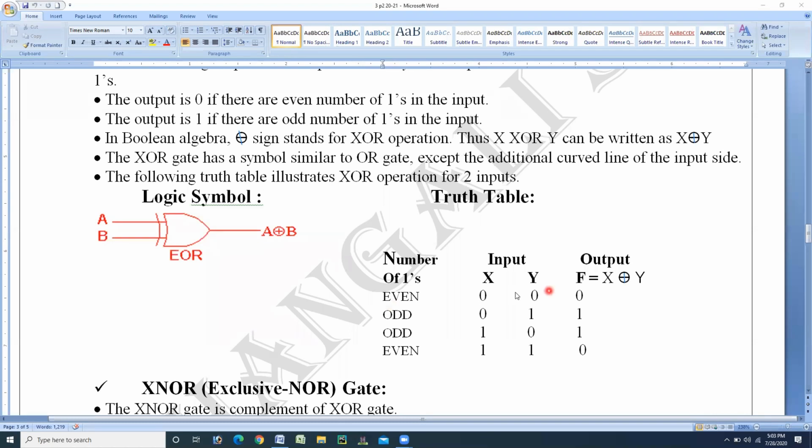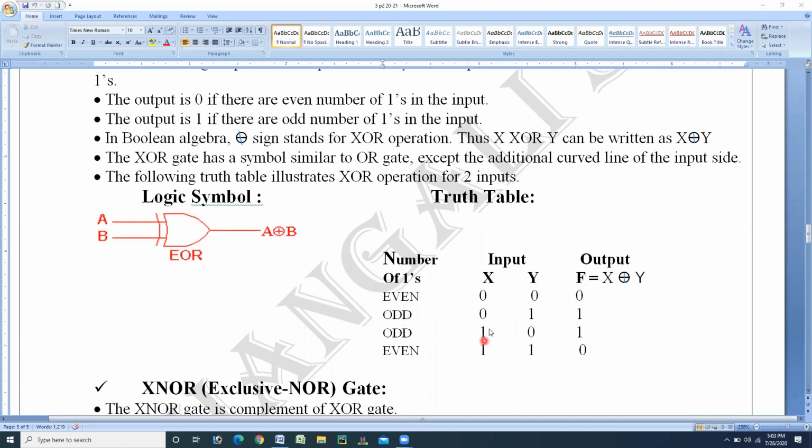Now, if you observe here, X and Y are the two inputs. First case, both are 0, zeros. How many ones are there in these inputs? No ones. Ones are nothing here, dash. There is no ones. It means the output is 0.